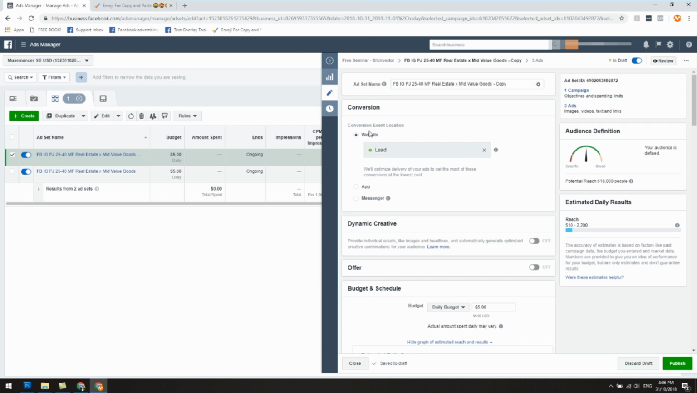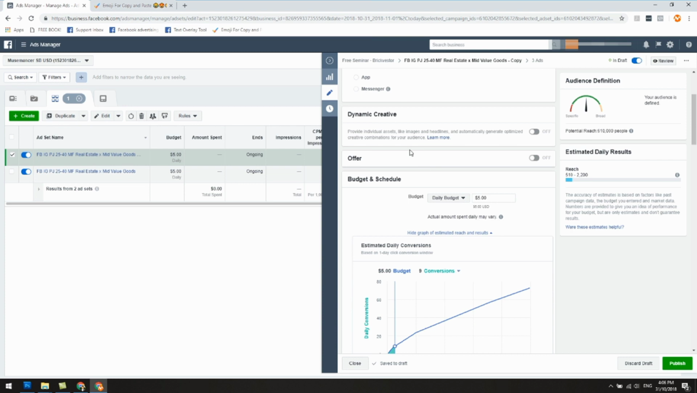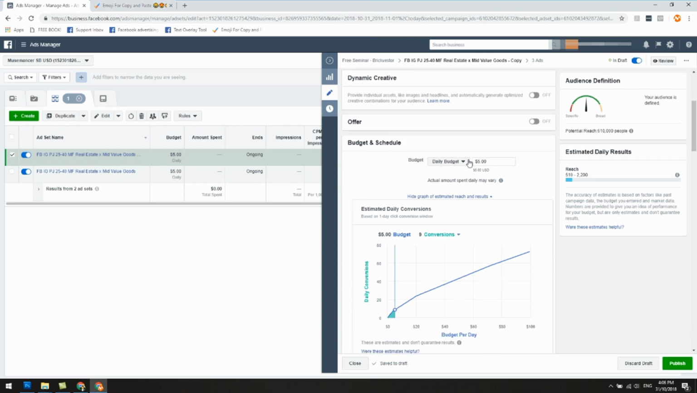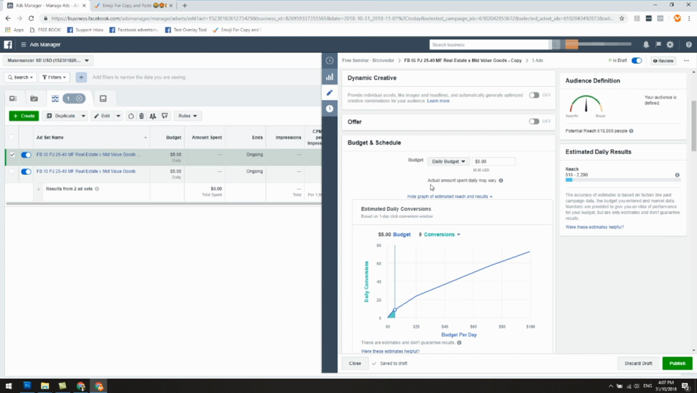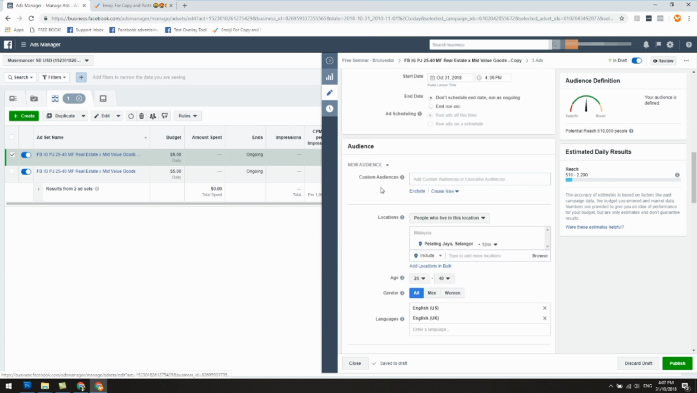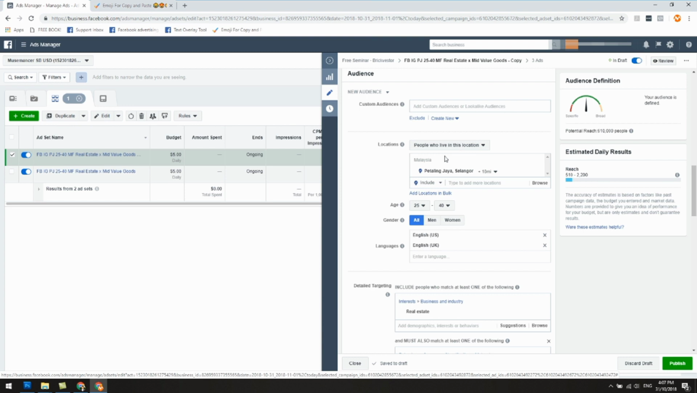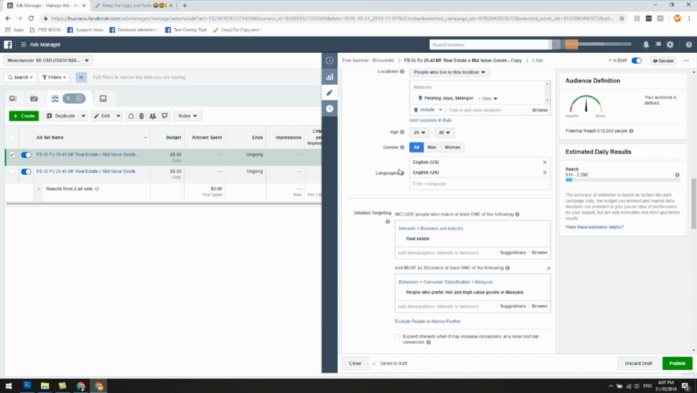Conversion, website lead, let's leave that alone. Dynamic creative, leave that alone. Offer, leave it alone. Budget and schedule, you may choose to leave it alone as well. Normally if I'm going to do $5 a day per ad set, I'll just have several of them that way. Next up, audience, custom audience, let's leave it alone. Location, in this case, because this is about a property and I want to get people around the vicinity to come to our free talk, I'm going to leave this alone as well. And age and gender and language, let's leave it alone.